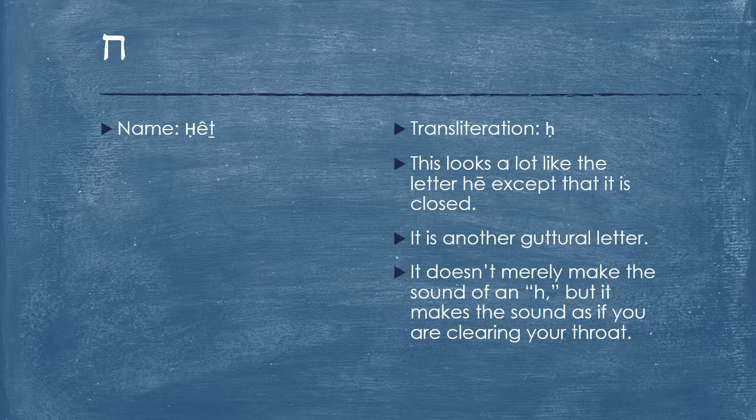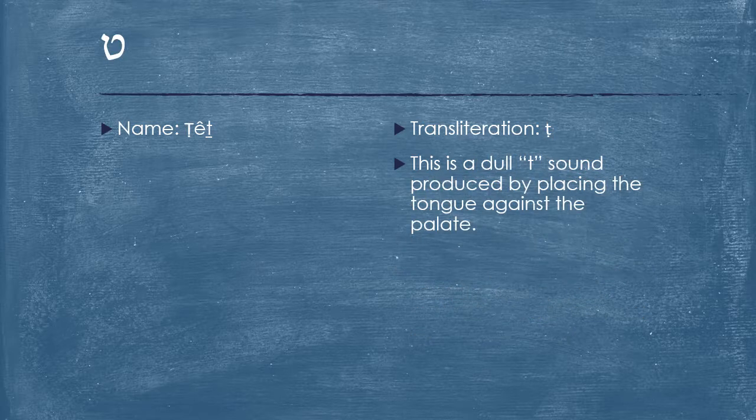That little dot underneath of it means that we will pronounce this with that clearing sound in the back of your throat, like chet. It is another guttural letter, and again, as with all the guttural letters, it will not take a dagesh. The next letter is tet.